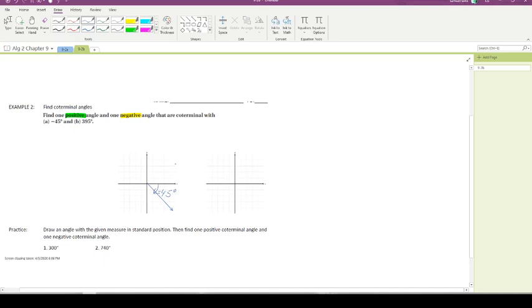And so we've got to go all the way past here. So that negative 45, I've got to do minus 45, and I want to add 360. So that equals 315 degrees.